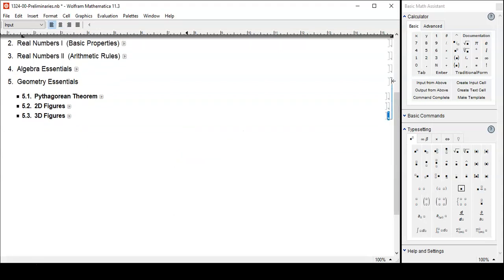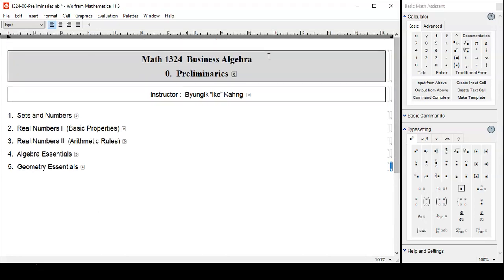So much for 3D figures, and that's Geometry Essentials. Okay, that's the end of the preliminaries. Everybody have good luck.